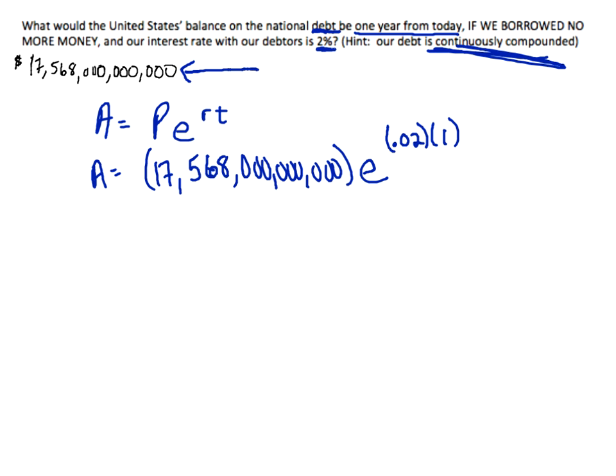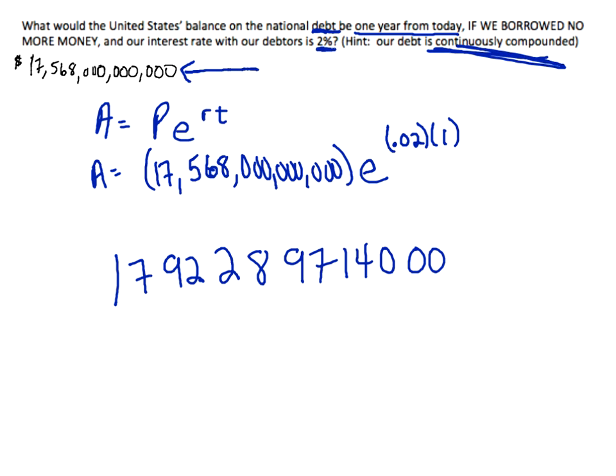And I get, okay, I'm going to have to write this number down and count up my decimal places because my calculator won't show this many numbers. 1, 7, 9, 2, 2, 8, 9, 7, 1, 4. Okay, so that's 1, 2, 3, 4, 5, 6, 7, 8, 9, 10, 11, 12, 13. I think that should be, yeah, correct. All right, so that would be our new account balance after 1 year.